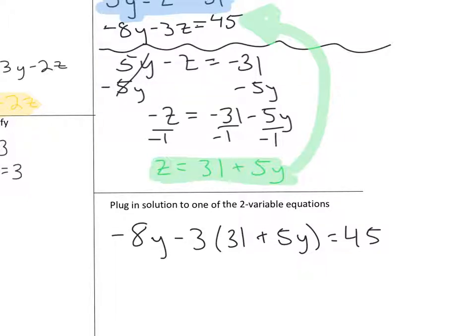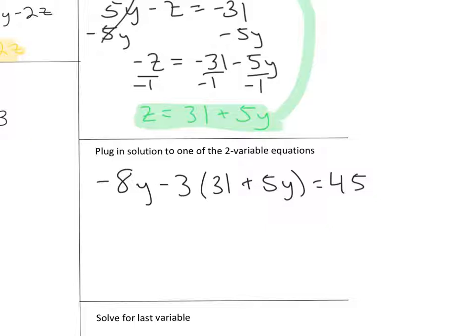Alrighty. Now let's go ahead and do some more good old-fashioned mental math here. So I've got to distribute this negative 3, right? So negative 3 times 31, that's going to be a minus 93. And then a negative 3 times 5y, that's going to be a minus 15y. All right, things are going good so far.